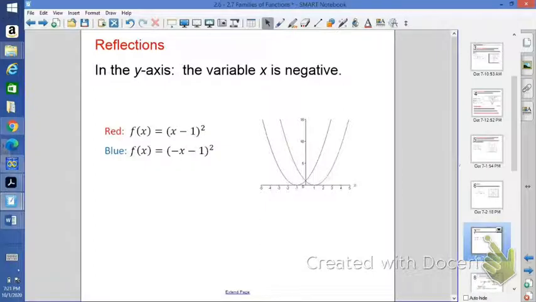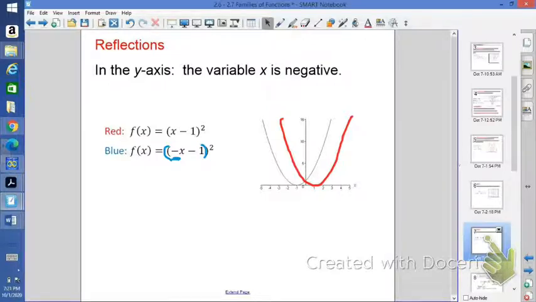All right, reflection now in the y-axis. So the variable x inside parentheses is negative. Okay, so if you have parentheses, like we do right here, and that x is negative inside the parentheses, what you have is a reflection across the y-axis. Okay, so here is, in red, we have x minus 1 squared.